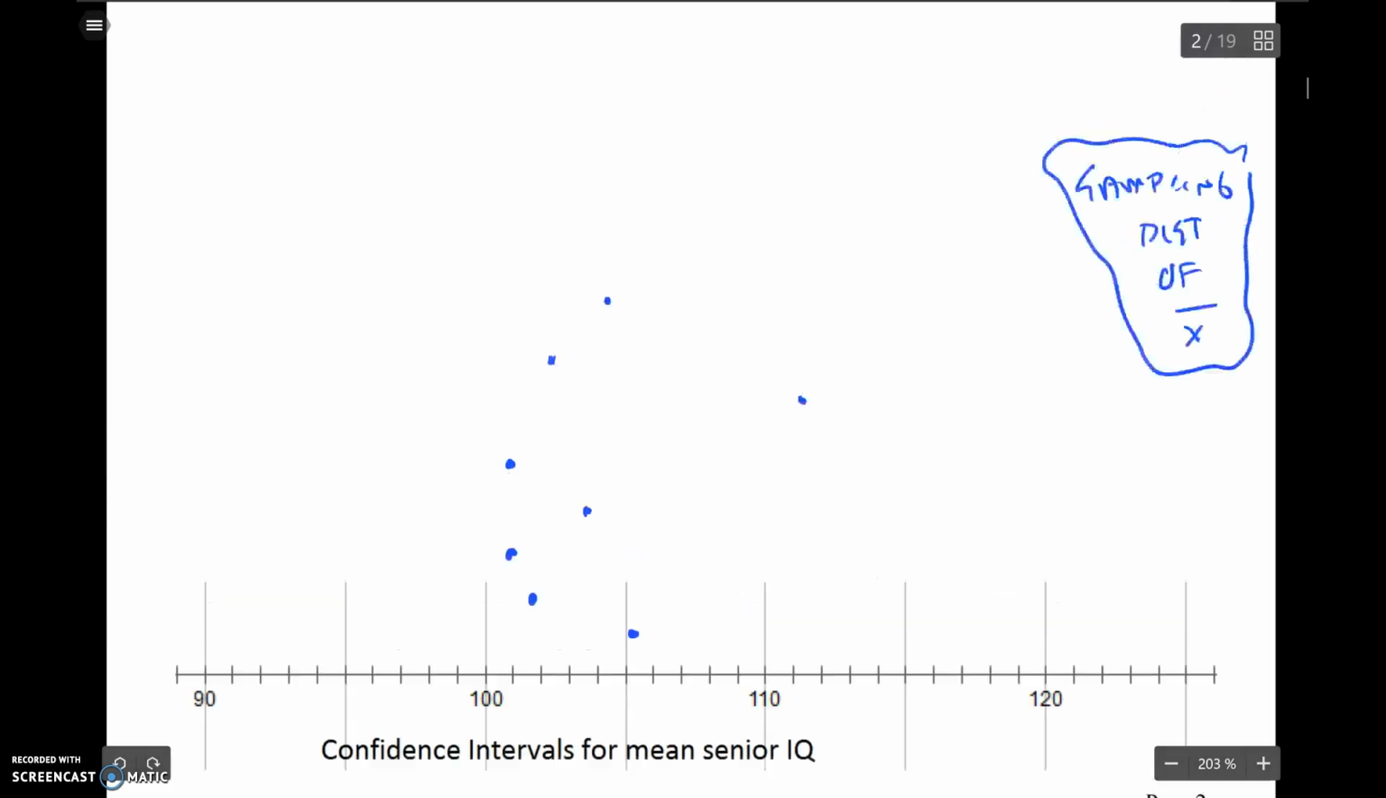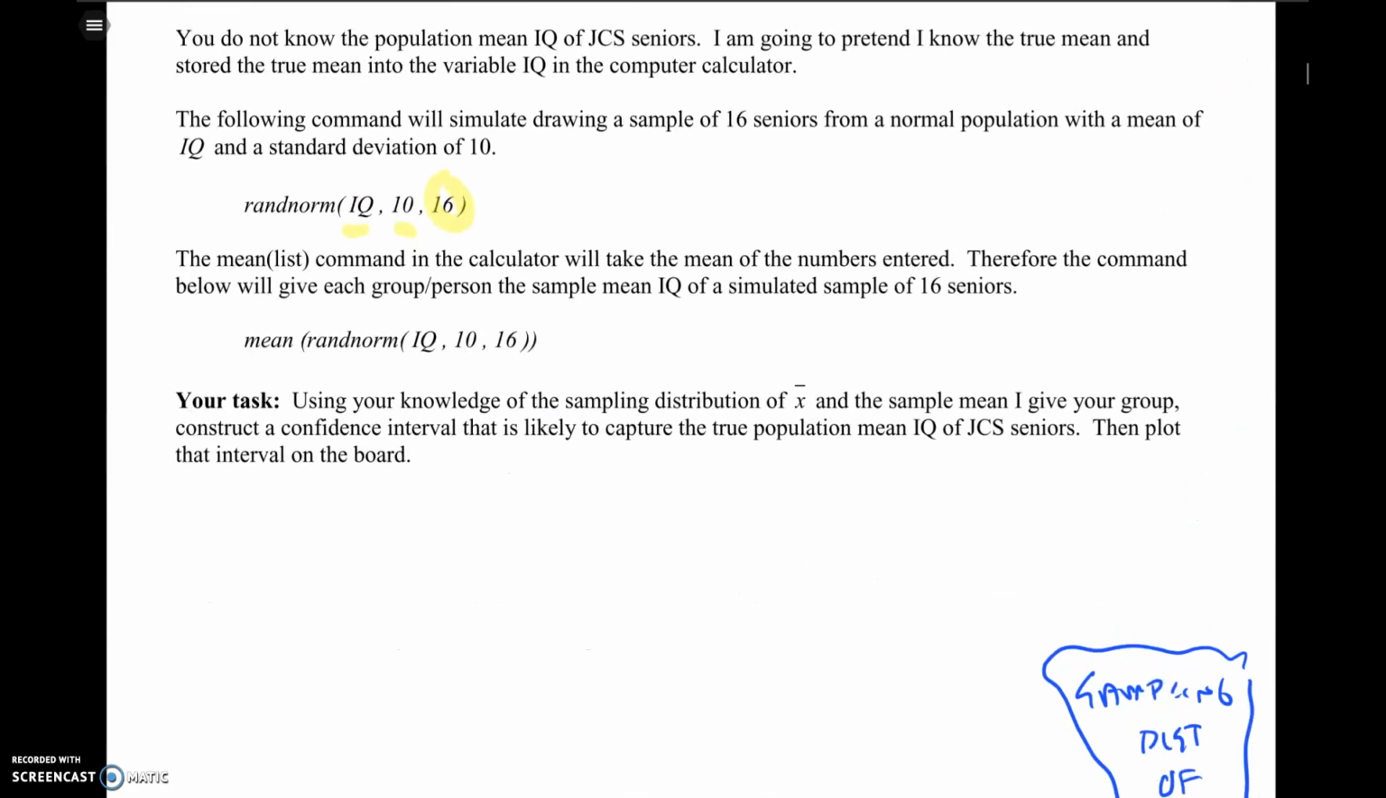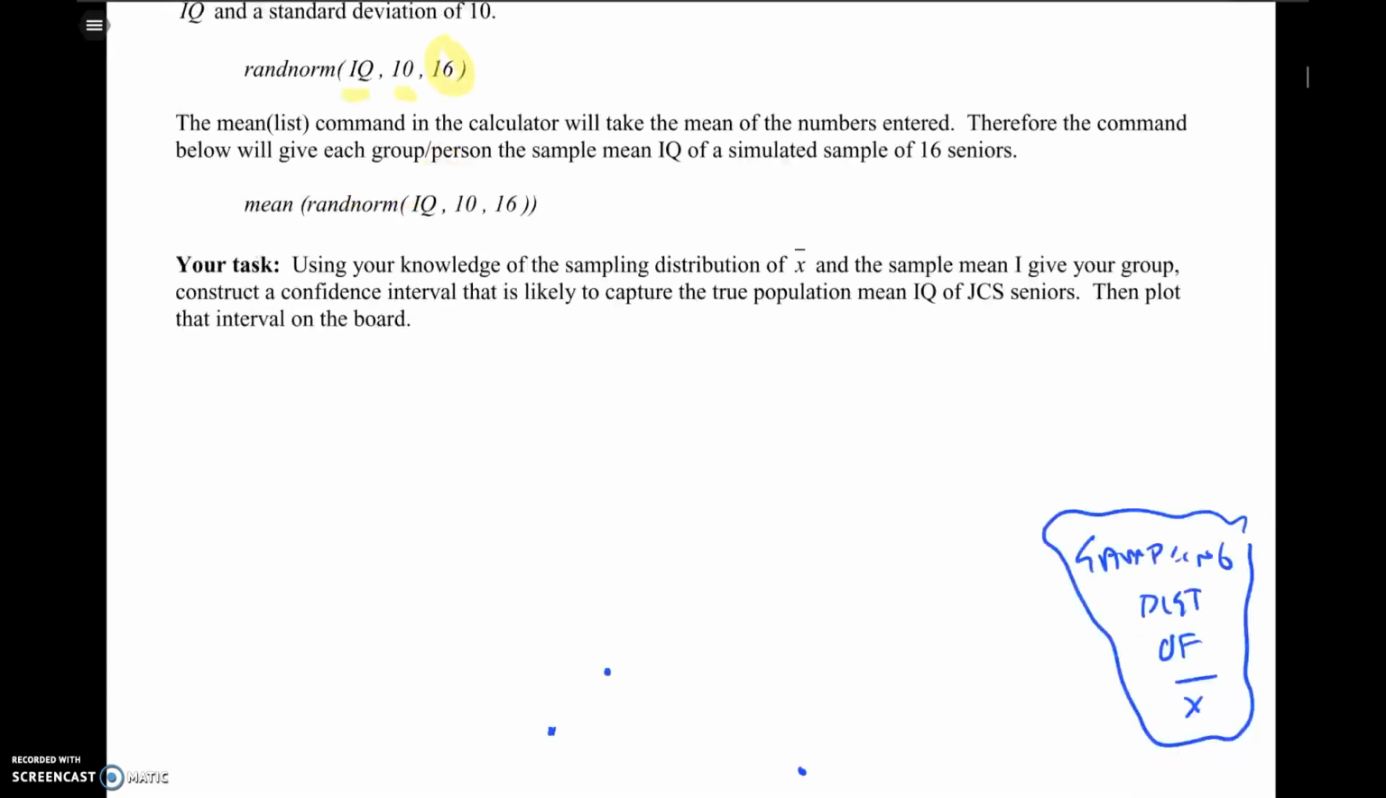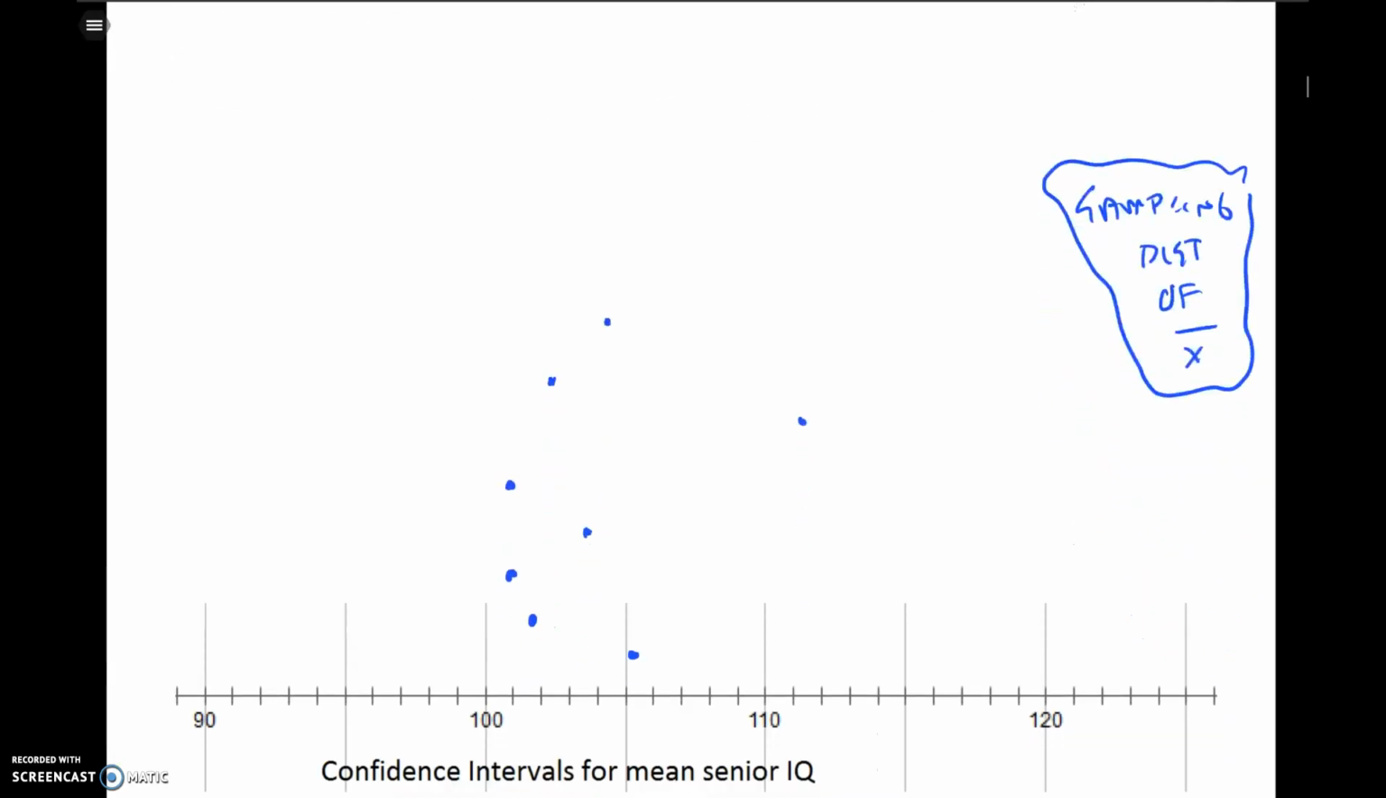But I want to do something a little bit different with these. What I told the kids to do in class was use your knowledge of the sampling distribution of x bar and the sample mean I give your group to construct a confidence interval that is likely to capture the population mean. When we did this in class, some kids just said, I don't know, maybe. So I only gave each group one mean, and they didn't see the other ones.